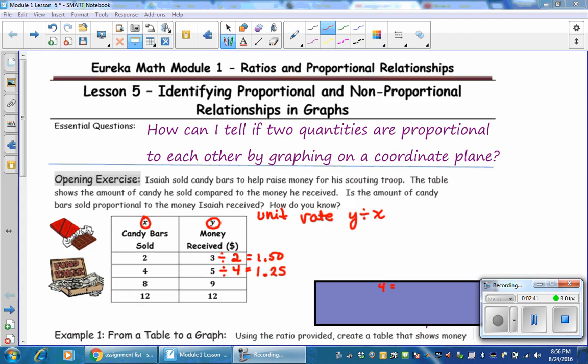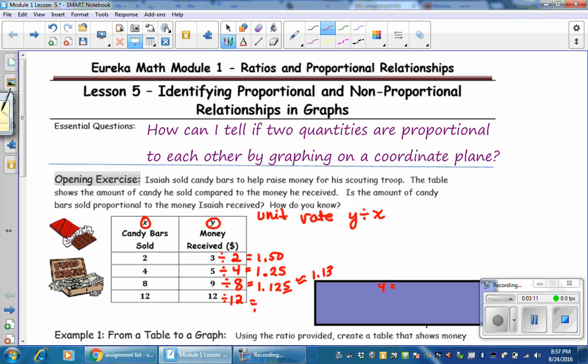Go ahead and divide out the rest of them just to prove that this is a correct assumption. So we have $9 divided by 8 candy bars, and 9 divided by 8 is 1.125, and that is $1.13 because of rounding. And then $12 divided by 12 candy bars is just $1 each.